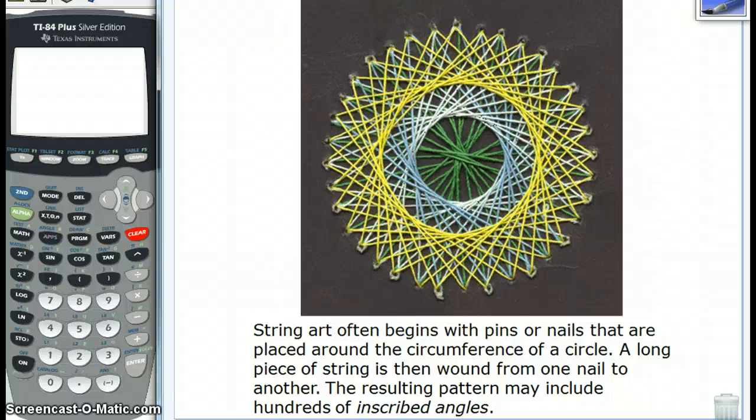Hello once again. Today we're going to be talking about inscribed angles, and for the first time ever we're in front of a live studio audience.